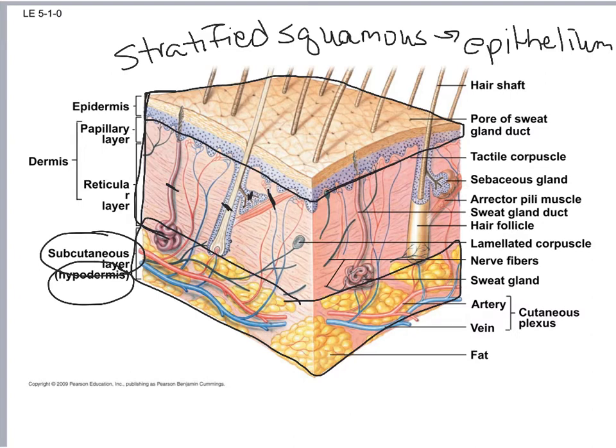The layer right below that is called the dermis, and the dermis has blood vessels in it. And it's those things that make up that cutaneous membrane. It's the epidermis and the dermis that make up the cutaneous membrane. Okay?